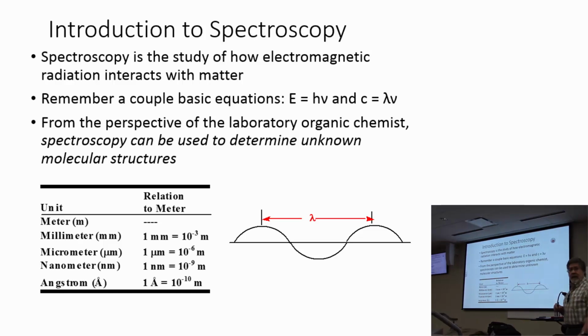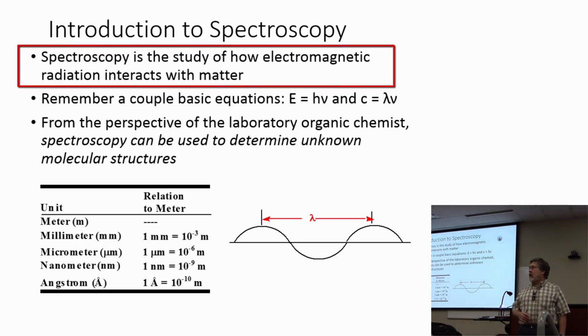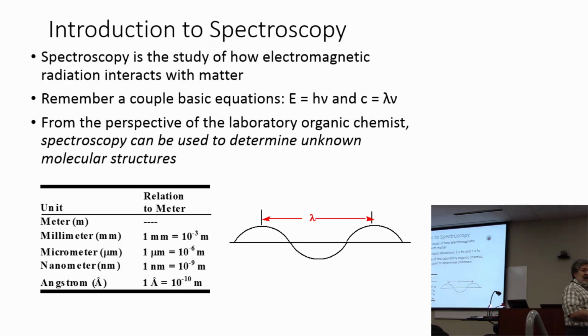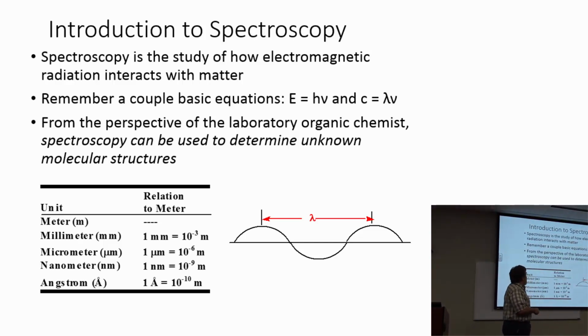Spectroscopy is really a study of how electromagnetic radiation interacts with matter. And that's all it is. That sounds very simple, doesn't it? Right? That's all it is.